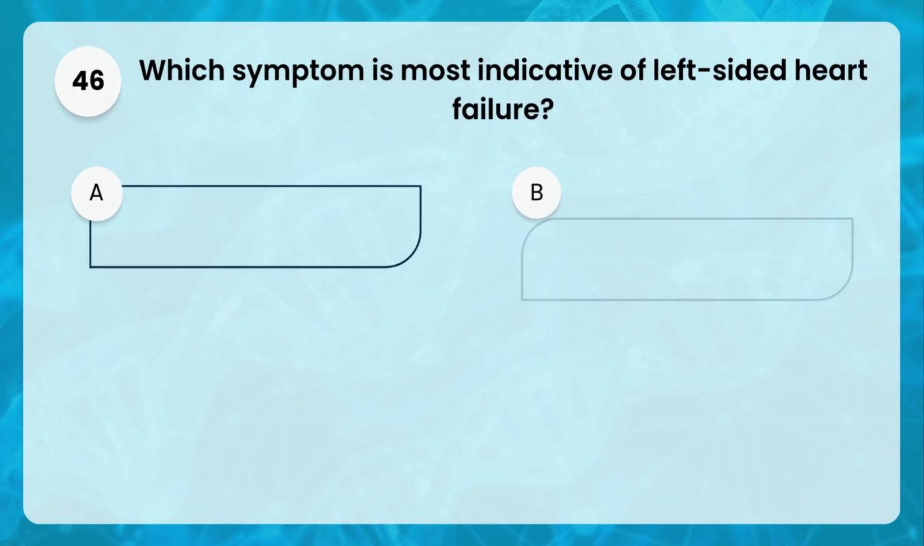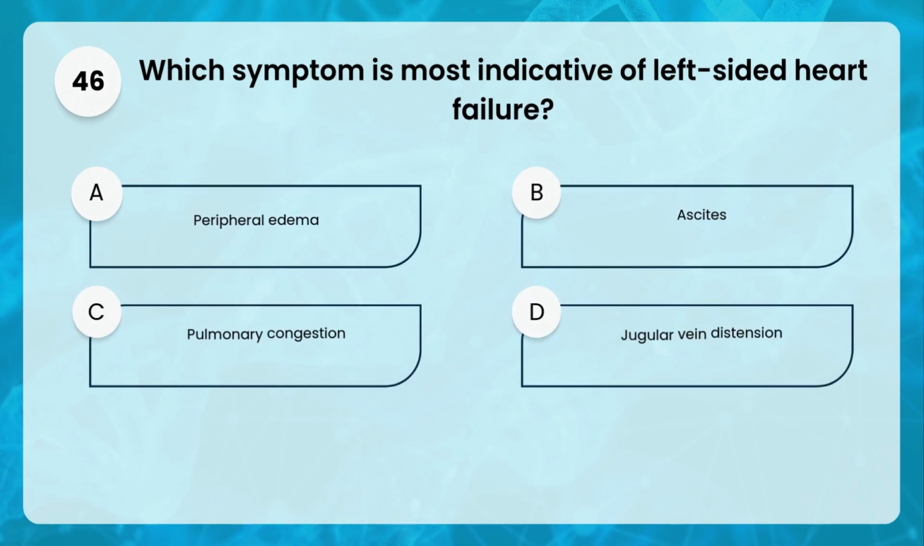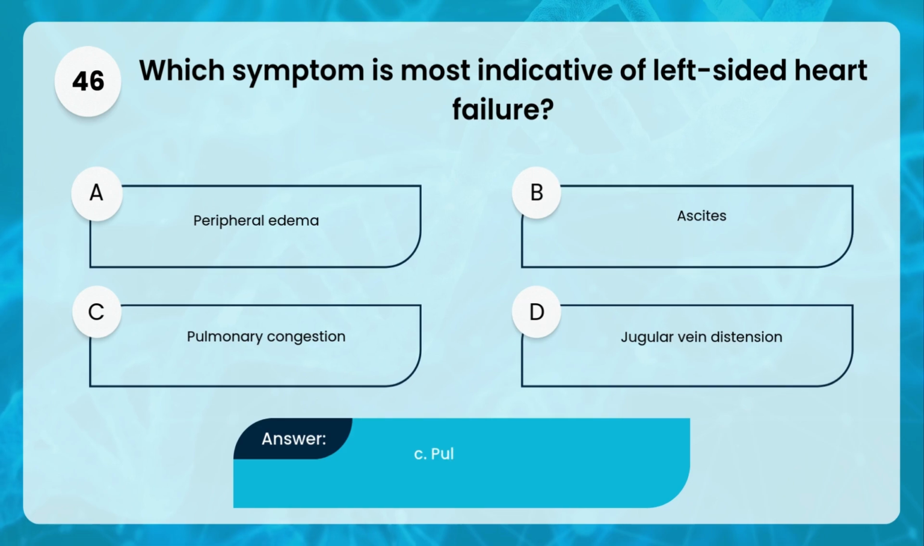46. Which symptom is most indicative of left-sided heart failure? A. Peripheral edema. B. Ascites. C. Pulmonary congestion, or D. Jugular vein distension? The answer is C, pulmonary congestion.